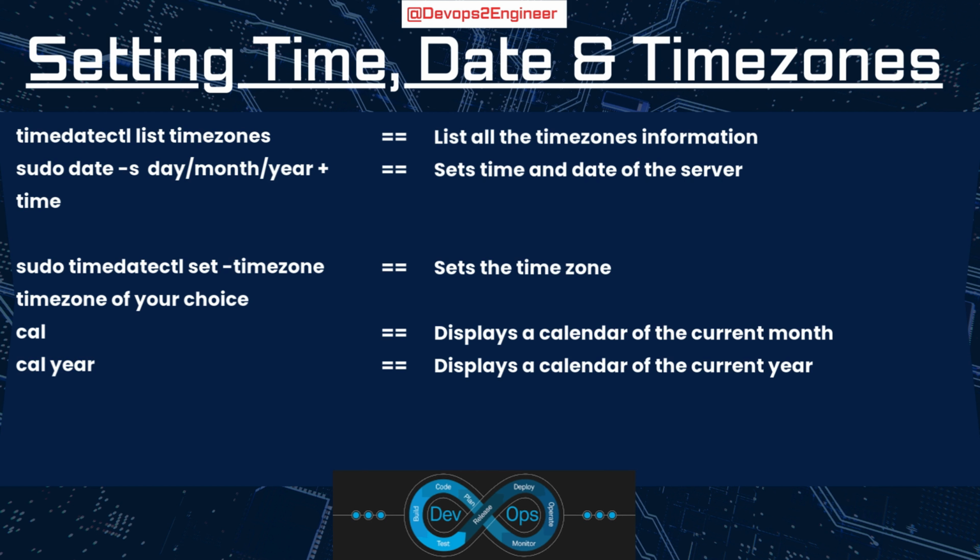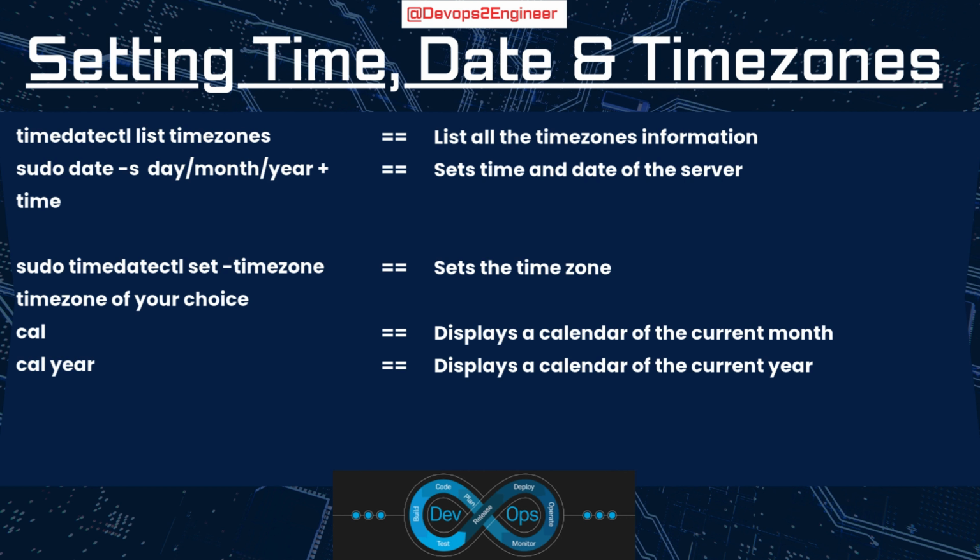timedatectl set-timezone, with the time zone of your choice, sets the time zone to wherever time it is around you. cal displays the calendar of the current month. cal year displays the calendar of the current year.